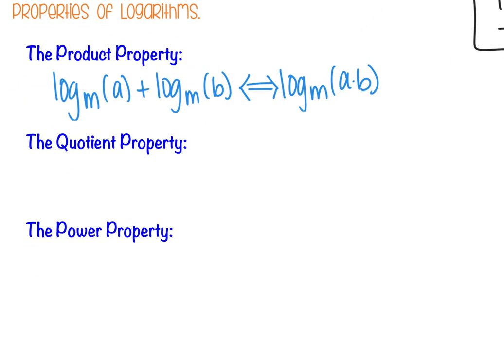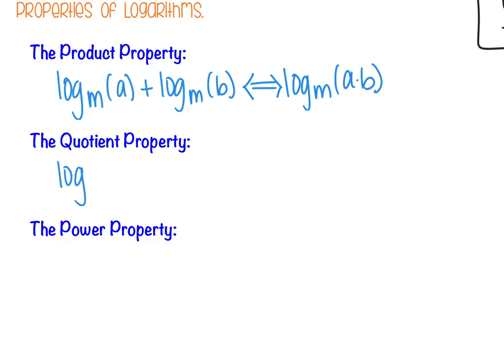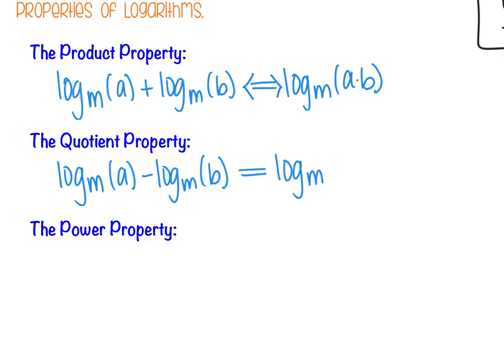The quotient property tells me the following. If I have log base m of a minus log base m of b, the quotient property tells me that if I have 2 logarithms of the same base and they are being subtracted, they can be written as one simplified logarithm, log base m, using division of a divided by b. And again, subtraction becomes a division problem, and you can also go in the opposite direction and write log base m of a divided by b as a subtraction problem.